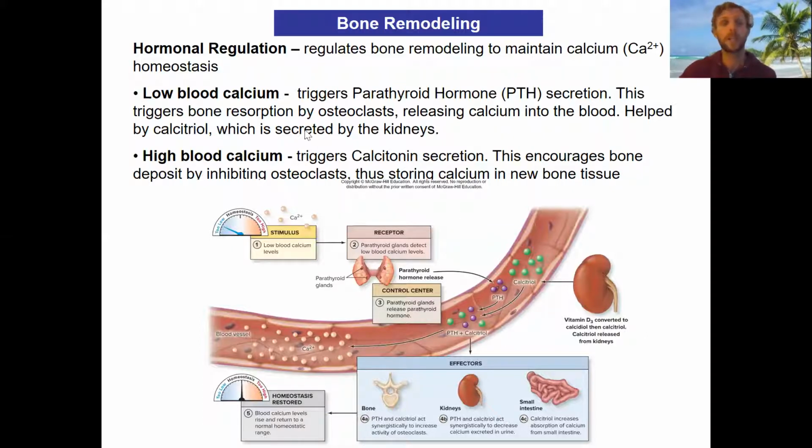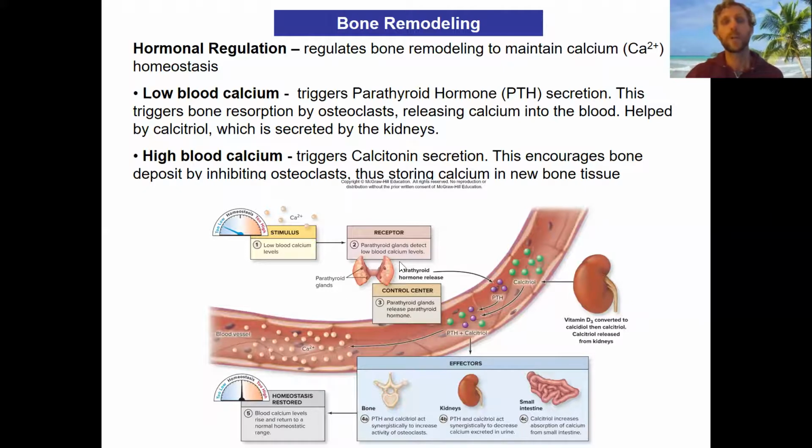I can mention, again, there is a hormone that comes from the kidney that also helps with this process, called calcitriol. But that again has more of an effect on the urinary system and the digestive system, as opposed to PTH, which has the more direct effect on the skeletal system.